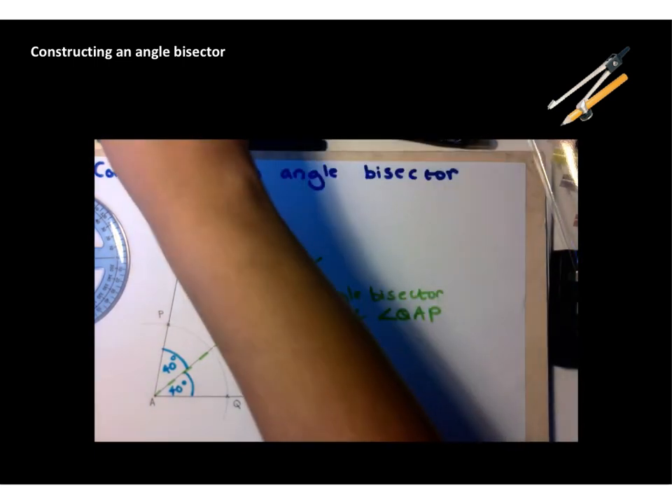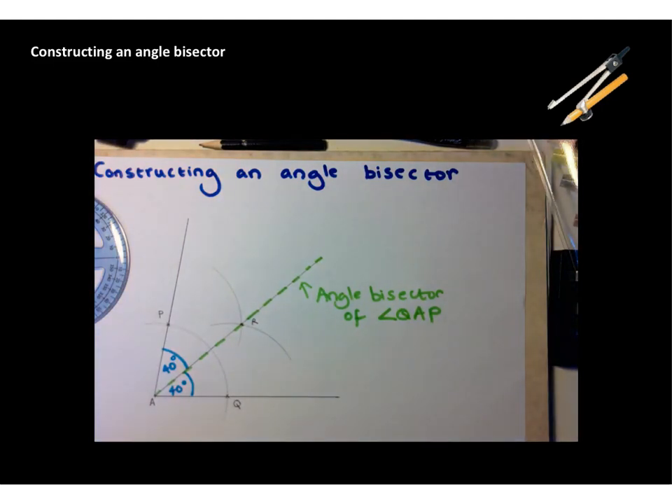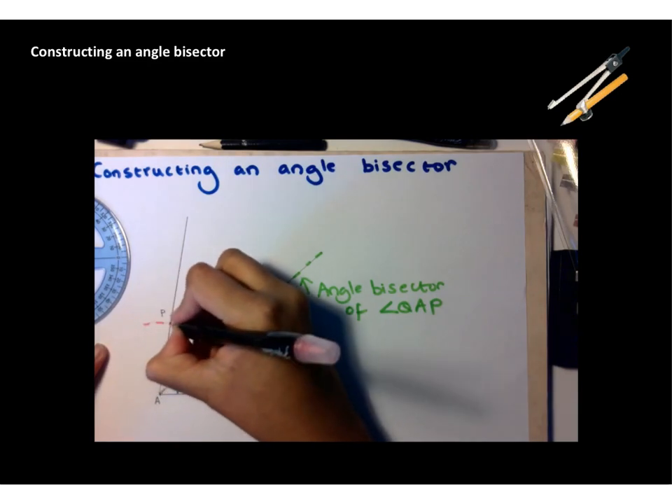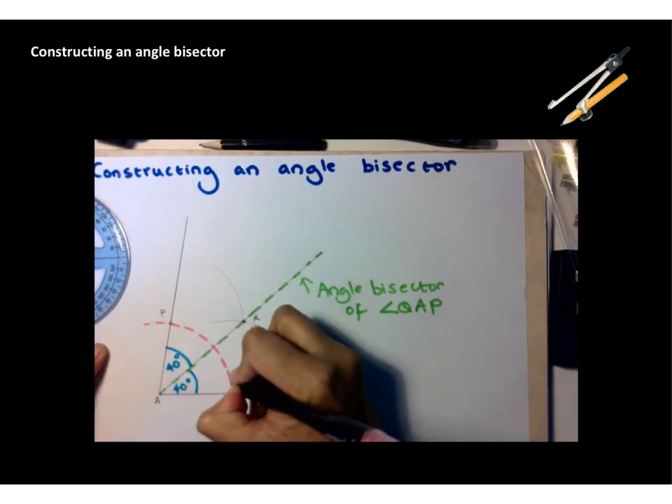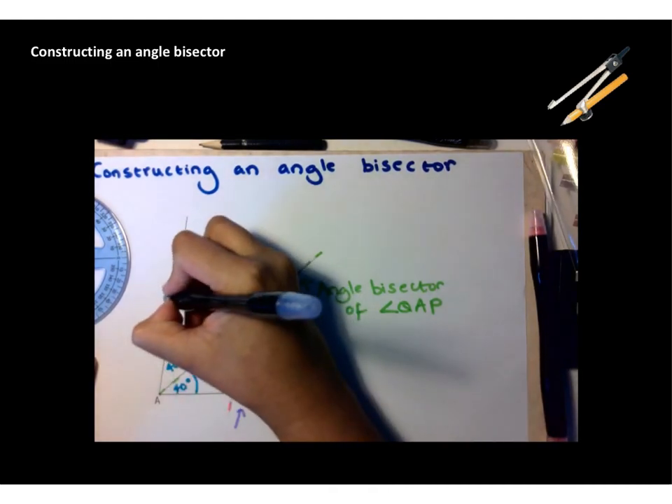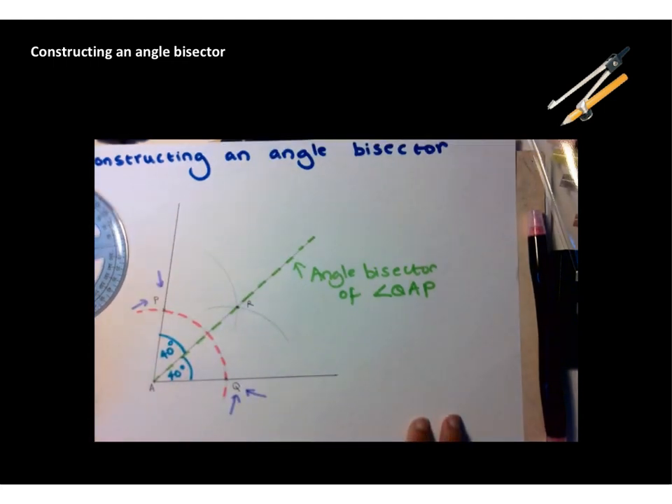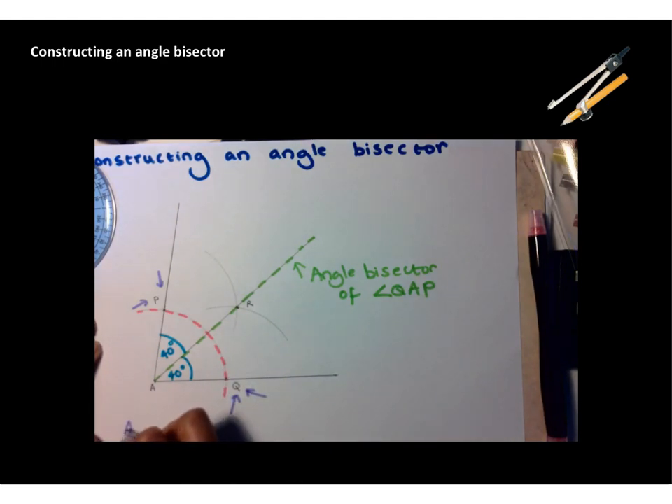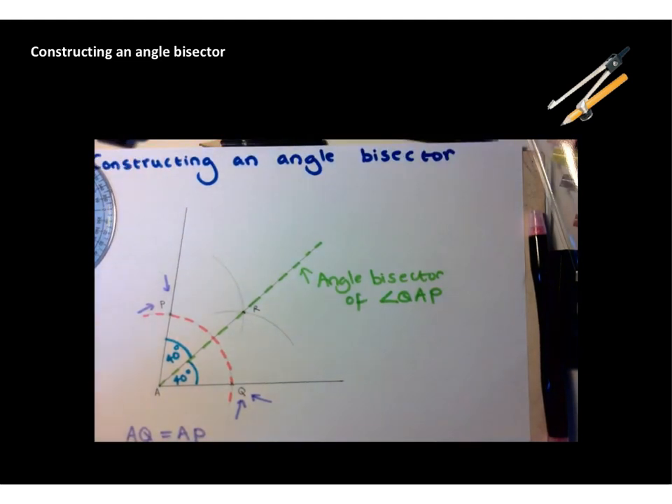Now, why does this work? Well, it works by, first of all, drawing this arc here, which is centred at point A. That then allows us to identify two crucial points: point Q and point P. Now, the special thing about points Q and P is that because they're on a circle which is centred at A, they are both the same distance from A. So AQ is equal to AP. They're equidistant from point A.